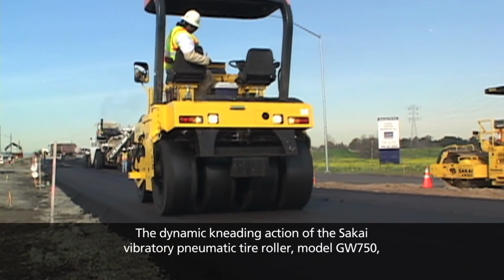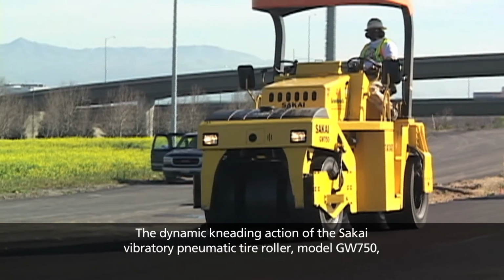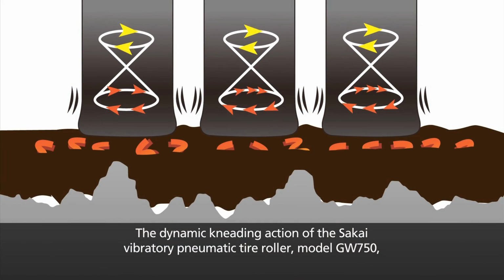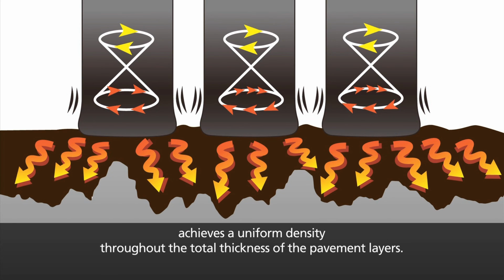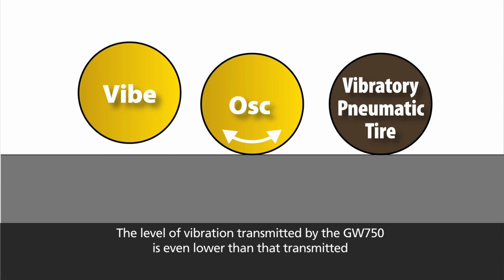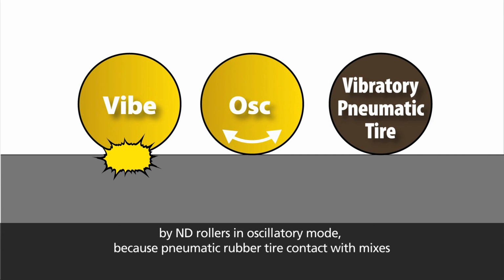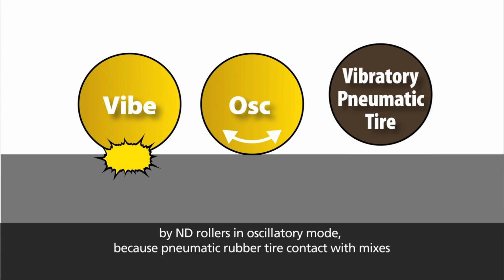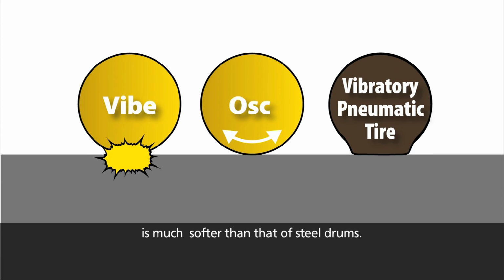The dynamic kneading action of the SAKAI vibratory pneumatic tire roller, model GW750, achieves a uniform density throughout the total thickness of the pavement layers. The level of vibration transmitted by the GW750 is even lower than that transmitted by ND rollers in oscillatory mode, because pneumatic rubber tire contact with mixes is much softer than that of steel drums.